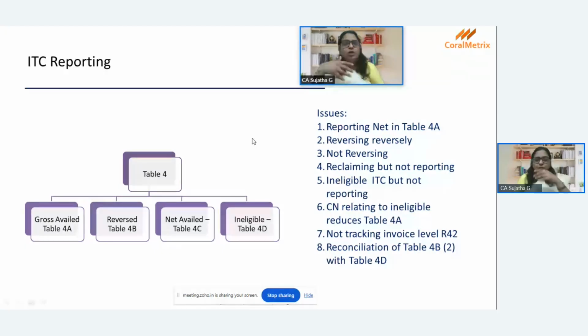All personal bills or exempted 5% should go, then all exempted bills should go, then common credit. After removing all that, then you are eligible for reversal. That also needs to be done at an invoice level. Then reconciliation of table 4D, ineligible, is also very important. So far I would have used the word reconciliation in my 30 minutes of presentation more than 50 times. So you can see the importance of reconciliation when it comes to GST.